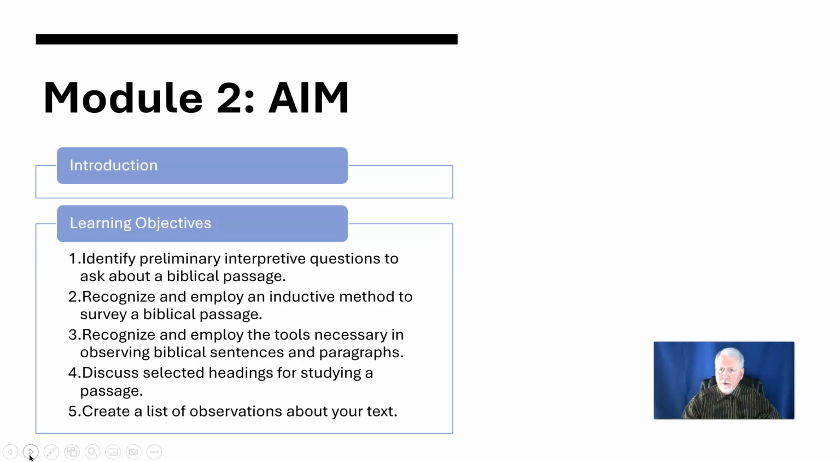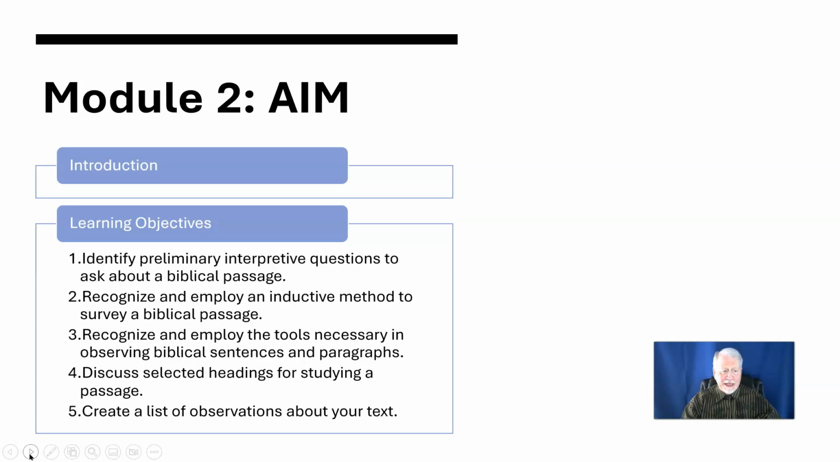So the objective for us in Module 2, first of all, remember there is a very excellent written introduction that you definitely want to read and pay attention to. It is a really important survey, a summary really, of what we're going to be doing in Module 2. We have some very important learning objectives. Number 1, to identify preliminary interpretive questions to ask about the biblical passage that you have chosen. Number 2, to recognize and employ an inductive method to survey a biblical passage, which means that we're starting to take apart the specific pieces that we are observing about the passage, and eventually we will draw some big ideas from it. Number 3, to recognize and employ the tools necessary in observing biblical sentences and paragraphs.